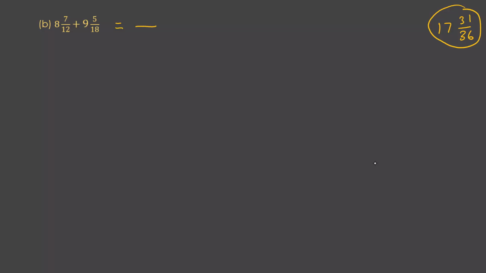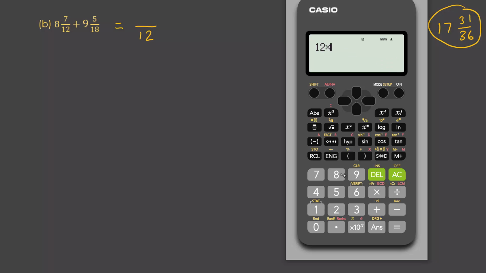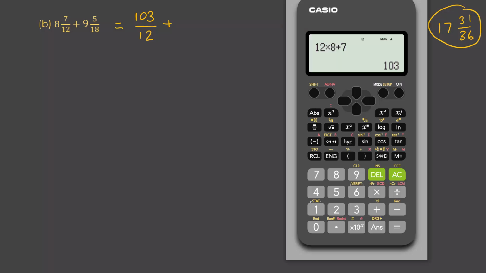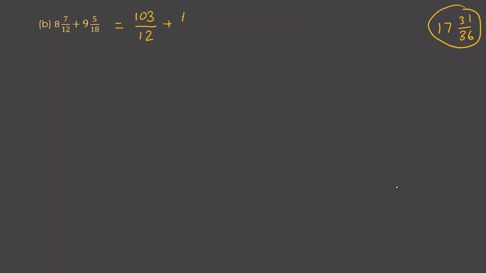So I want to make this improper. So I'm going to need to do 12 times 8 plus 7. So 12 times 8 and 7. But as I said, you wouldn't have the calculator for that. That's 103. And then over here, I'm going to have to do 18 times 9 and add 5 to that. So 167 over 18. Now, a common denominator for those is 36.